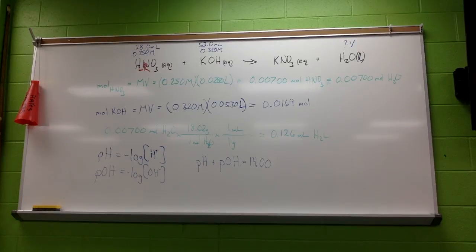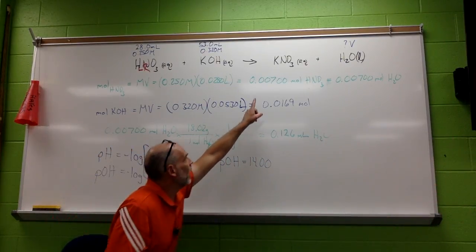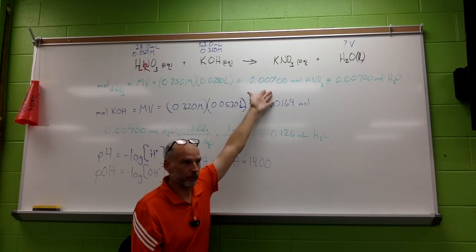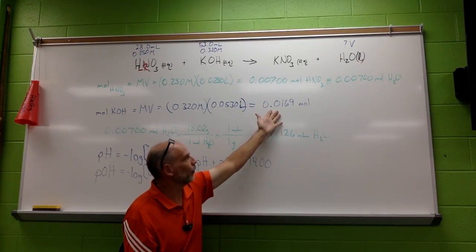That's the moles, though. What is the volume? 0.08. Okay, look. We have 0.007 moles of HCl, or HNO3. That's the limiting reactant. Since it's a one-to-one stoichiometry, how much of this is going to get used up?